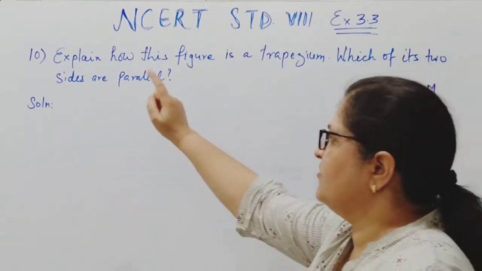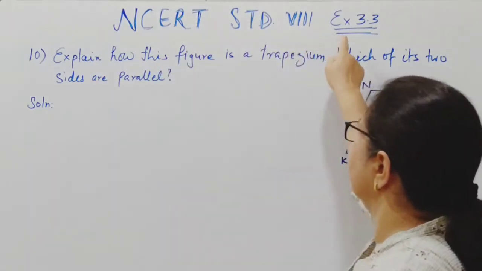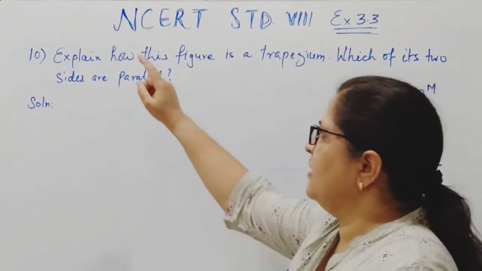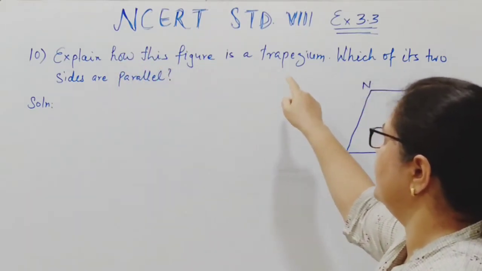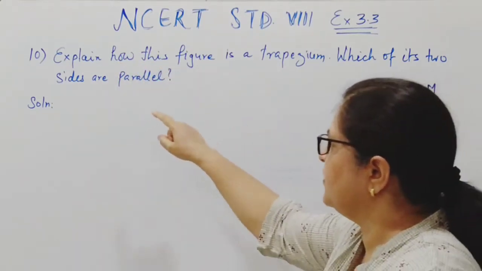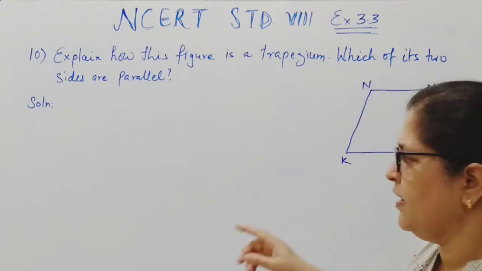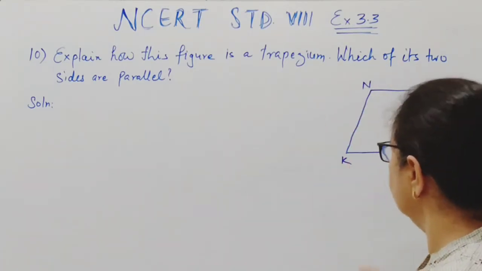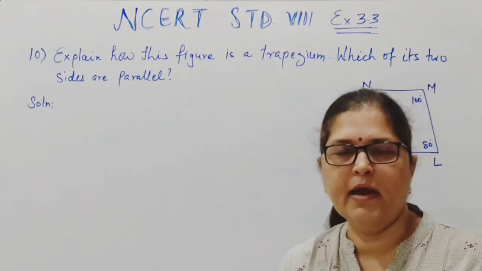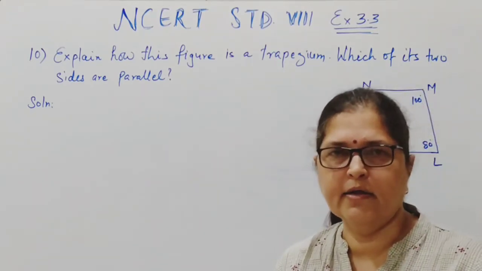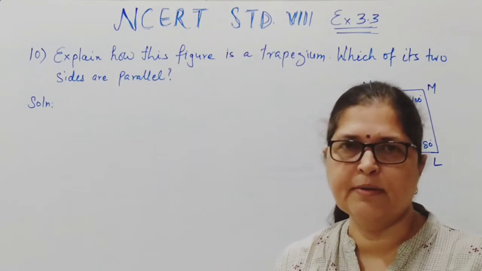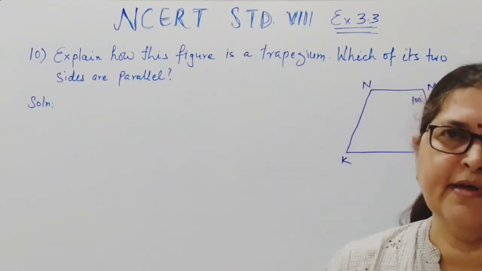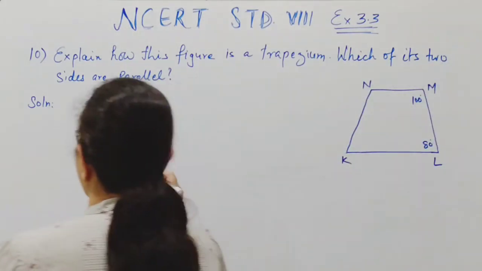Now we are going to do question number 10 of exercise 3.3 NCERT standard 8. Question is, explain how this figure is the trapezium, which of its two sides are parallel. The figure is a quadrilateral KLMN in which angle L is given 80 degree and angle M is given 100 degree. We have to prove this is a trapezium and we have to find out which of its two sides are parallel.